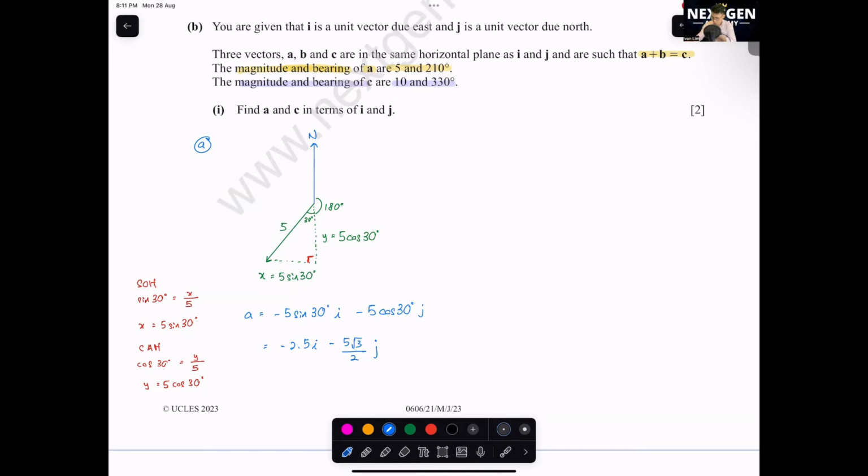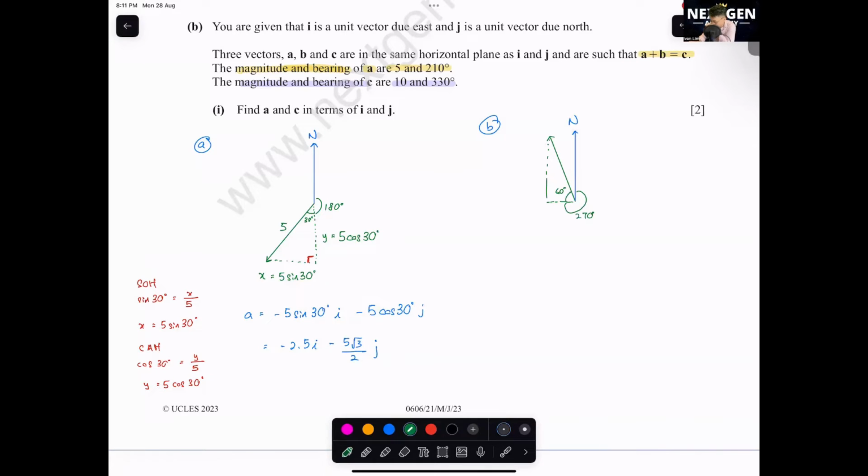Okay, we do B also, same thing. You have to draw it out first. So we got north direction, 330 degrees. So 330 degrees is somewhere here. We need to know what is the angle. So here, you all see, this is 270 degrees. I consider my angle here, so here I put 60 degrees. 270 plus 60 will be equals to 330.